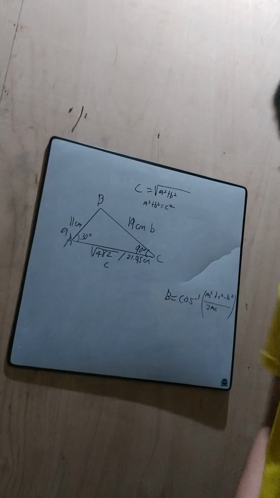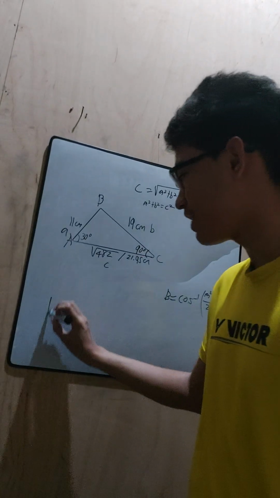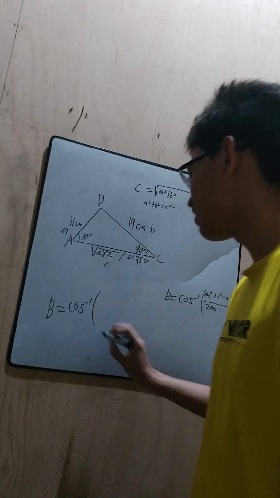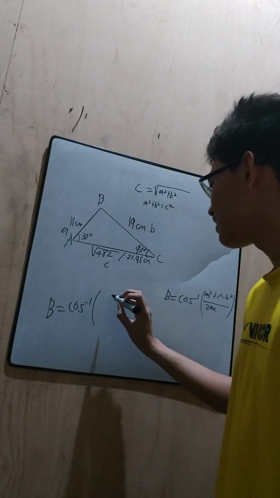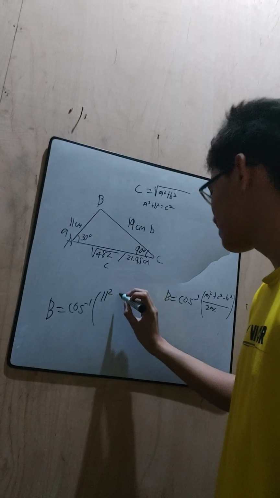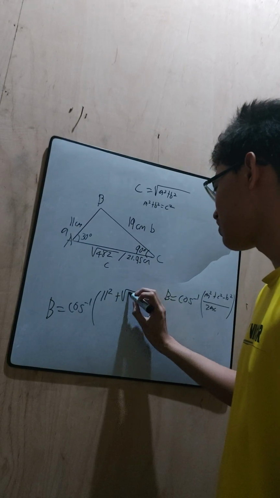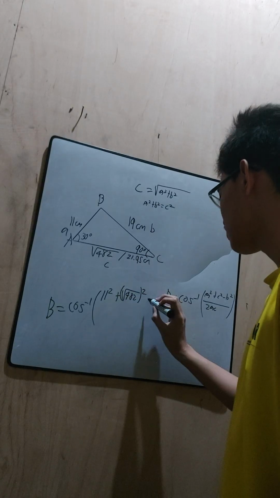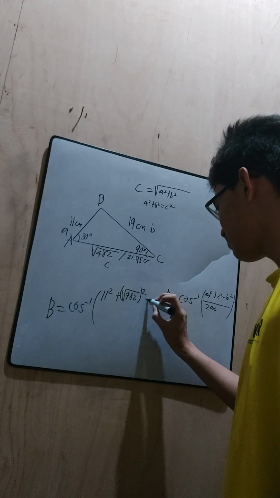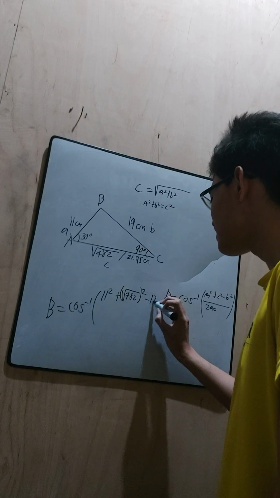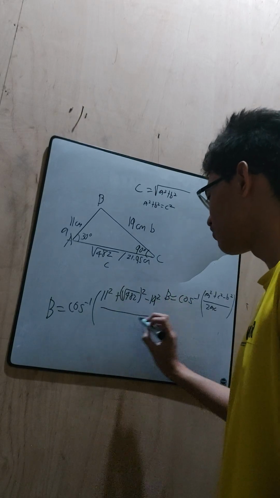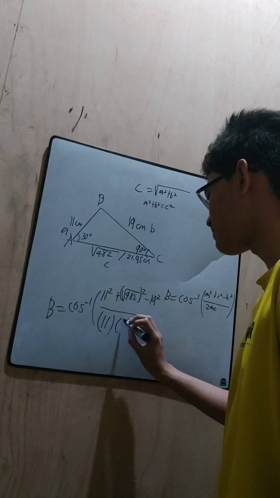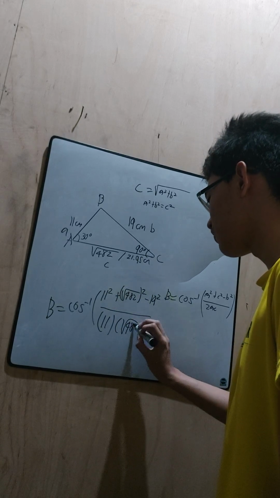Boom! So, our angle B will be the inverse cosine of 11 squared plus square root of 482 squared minus 19 squared over 2 times 11 times square root of 482.